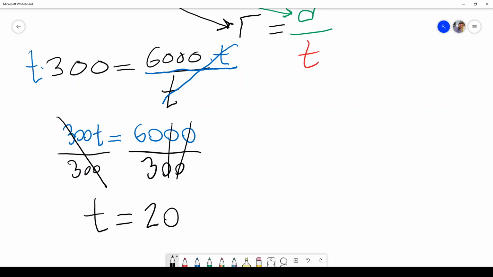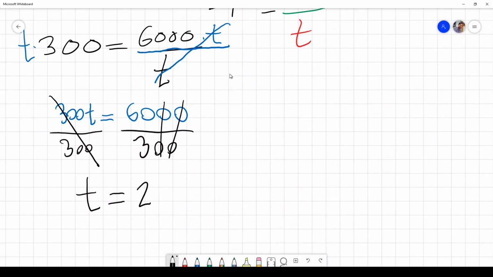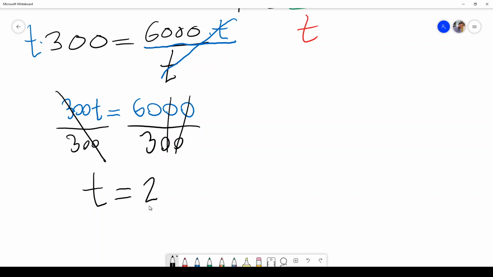And what are the units? 20 is just not an acceptable answer by itself. What are the units? The question was how long will it take to travel a distance of 6,000 miles at 300 miles per hour. So what is t? T is hours. That's our unit, hours.